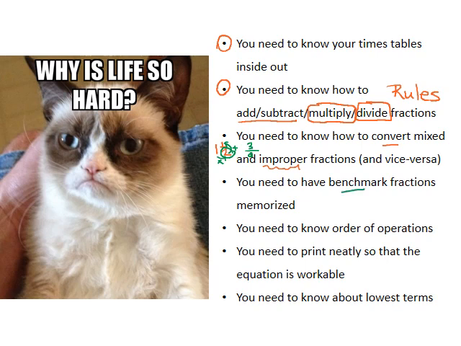You need to have the benchmark fractions memorized, and we talked about the fact that 2/3, we should just know that that's 0.6 repeating, and we should know that 1/3 is 0.3 repeating. We should know that 3/4 is 0.75. You should know some of those benchmark fractions. You need to be able to do BEDMAS, order of operations, because you're going to get problems and story problems and things like that where there's more than one task at hand.